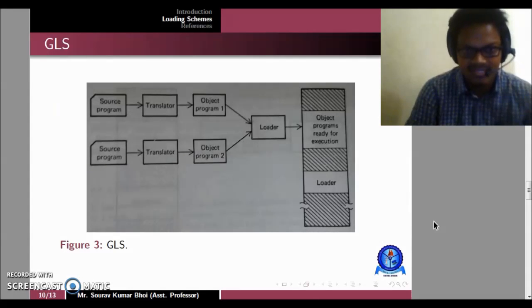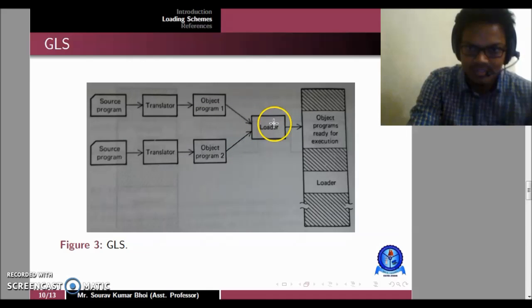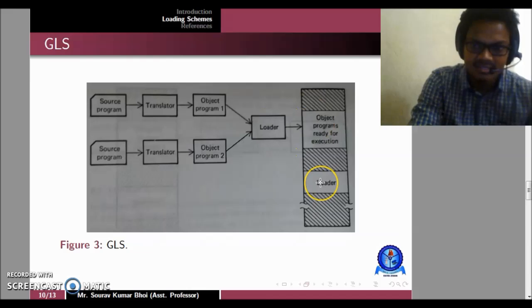So here in the GLS scheme, you can see the source program is there, the translator is there, object 1 is there, object 2 is created, then by using the loader the functions are loaded. But here the loader is there, the assembler is not there.